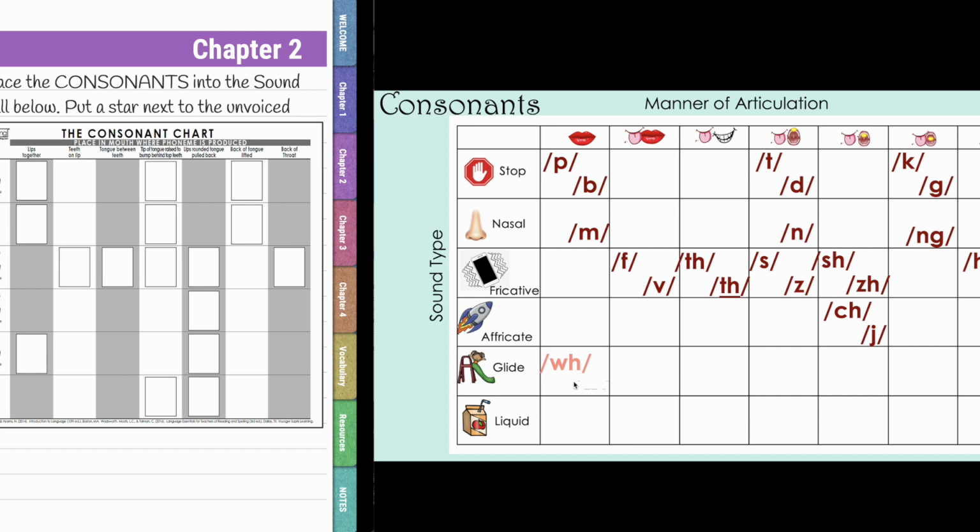The W has your lips really close together in a very tight circle, and then you open it. Now, you also see the WH on here. In American English, we do not have that sound anymore. That is why it's a different color. In British English and Australian English, they still have that.